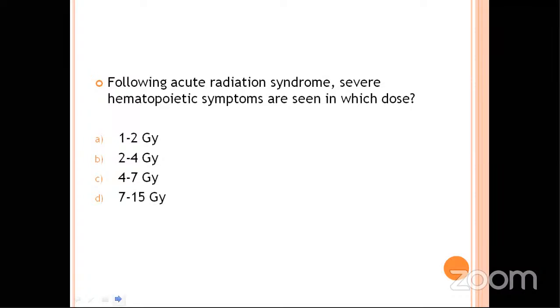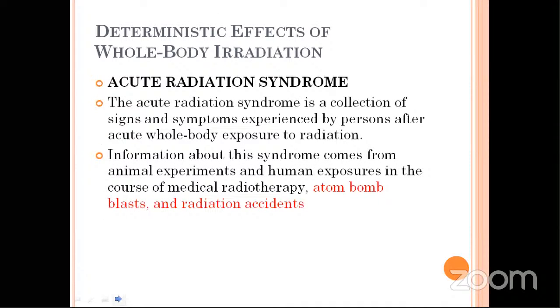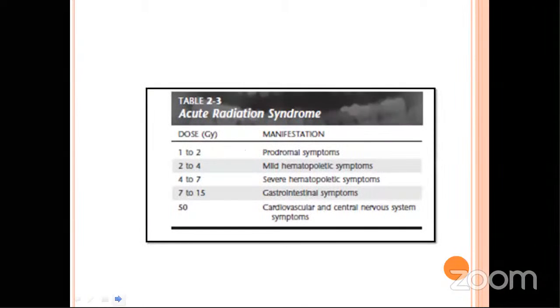Following acute radiation syndrome, severe hematopoietic symptoms are seen in which dose? 1 to 2 gray, 2 to 4, 4 to 7, 7 to 50. So it's actually 4 to 7. The example is certain radiation accidents. In 1 to 2 gray, initial prodromal symptoms of the skin are seen. 2 to 4, mild hematopoietic. The question was severe hematopoietic, so that is 4 to 7, and gastrointestinal is 7 to 15. When it exceeds 50, there will be severe cardiovascular and central nervous system symptoms causing collapse.